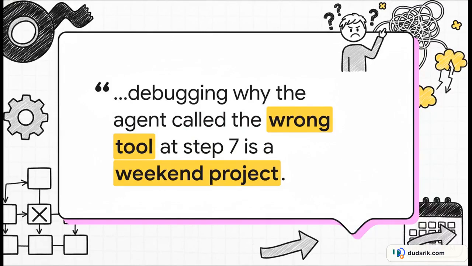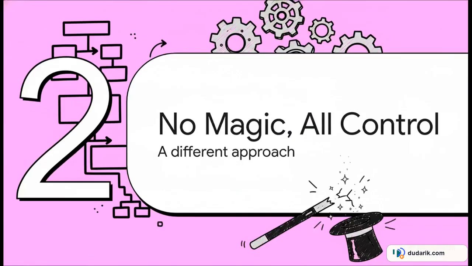This quote from one of the articles we looked at just nails the feeling. "Debugging why the agent called the wrong tool at Step 7 is a weekend project." A weekend project. Think about that. That's the real cost when there's too much abstraction, too much of that magic going on. And that pain point is exactly where Griptape comes in. Their whole philosophy is no magic, all control. Let's take a look at how their approach to building AI apps is fundamentally different.